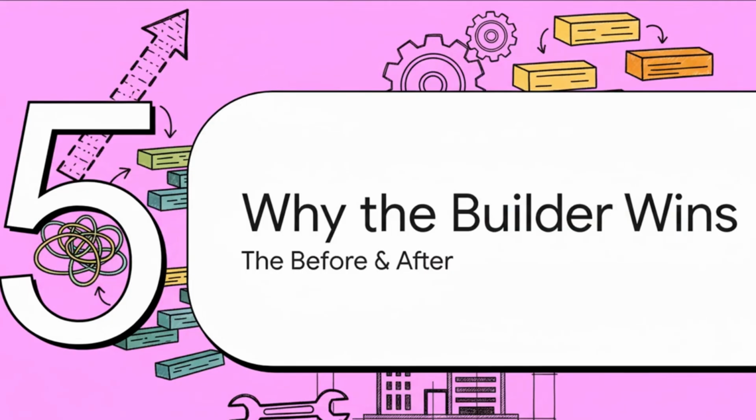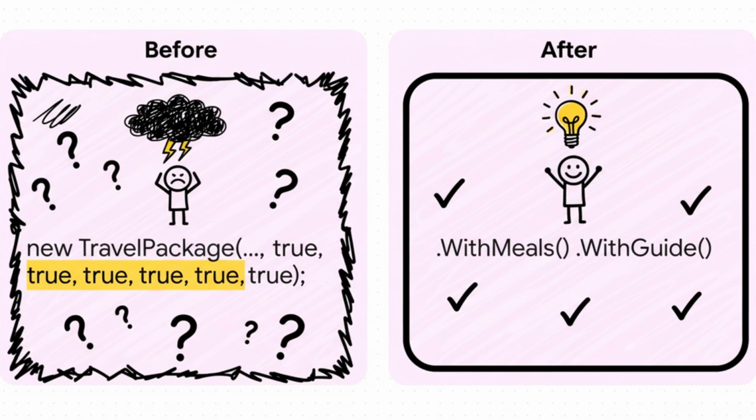So now that we get the mechanics, let's look at the payoff. This is the fun part. We're going to put the old way and the new way head to head to see the incredible transformation. And wow, the difference is just night and day, isn't it? The old way is a cryptic line of code, totally impossible to decipher at a glance. But the builder way, it's clean, it's readable, and it's explicit. There's absolutely no question what withMeals and withGuide are doing. The code literally documents itself.